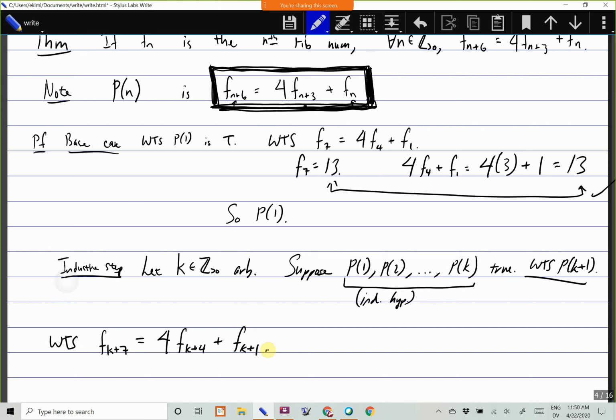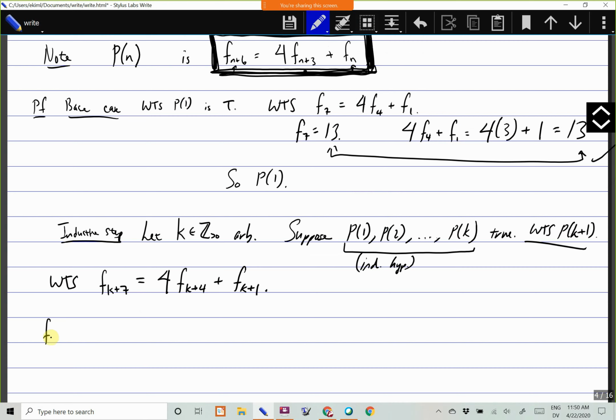So if this is what we want to be true, then we should do some usual things here. Okay, f sub k plus 7. Let's start with the left side. Due to how the Fibonacci sequence is defined in this recursive manner, the k plus 7th number in the sequence is the k plus 6th number added to the k plus 5th number. Right? That's just what happens in the Fibonacci sequence. Each number is found by adding the two previous.